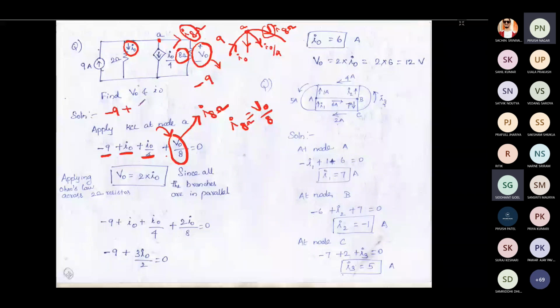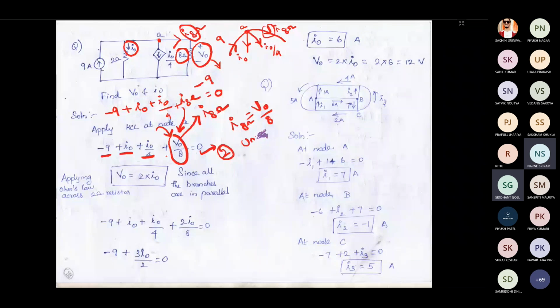To represent this 8 ohm, if you simply write KCL, I can write I naught plus I naught divided by 4 plus I8 ohm, equal to 0, because the sum of the currents at the node is equal to 0. So this I8 can be represented as V naught divided by 8. Now we need to proceed further, but you can see that this is a single equation with two unknowns, and with a single equation you cannot solve it. So it should be possible for us to represent one variable in terms of the other. That's what we are going to do.